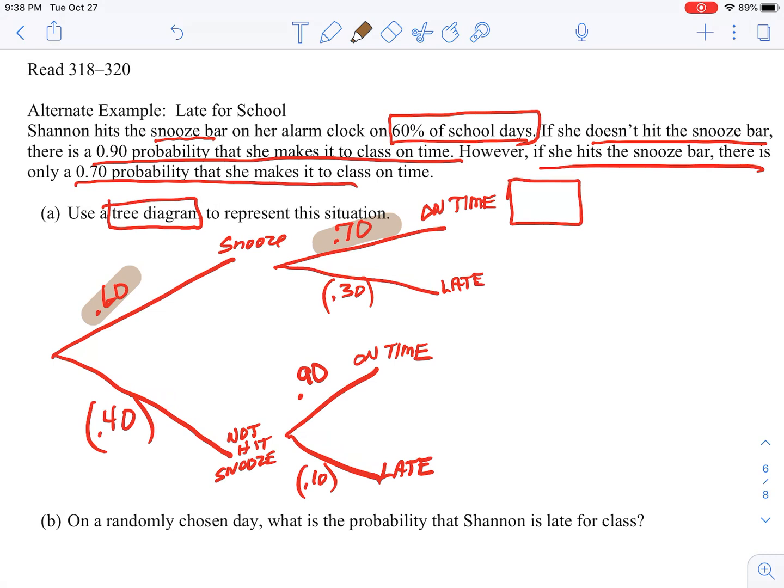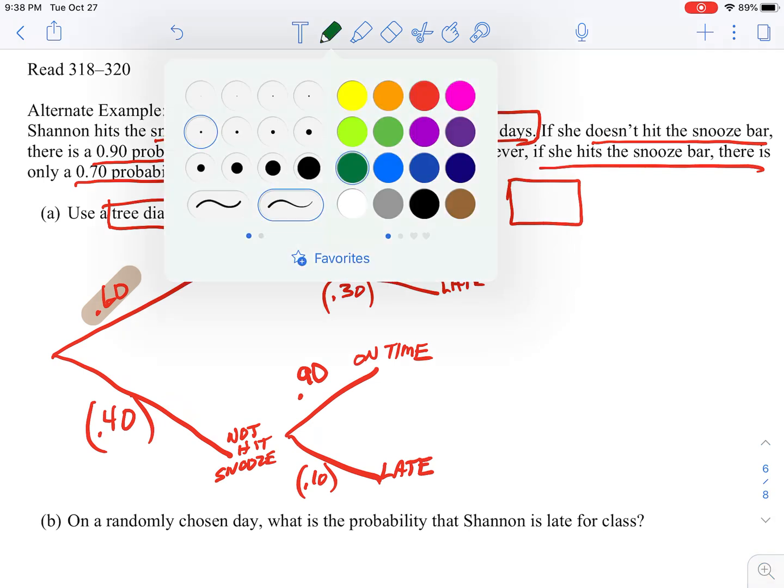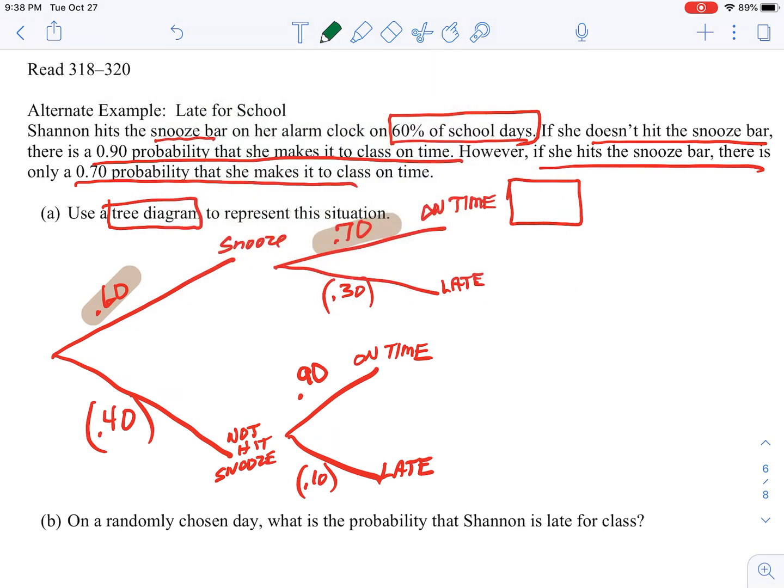When you say it out loud, she hit the snooze button and she made it on time. What's the probability of that happening? You simply multiply those two probabilities together. That's using the AND rule. So 0.6 times 0.7 is 0.42. So there's a 42% chance that she'll hit the snooze button and make it to school on time.